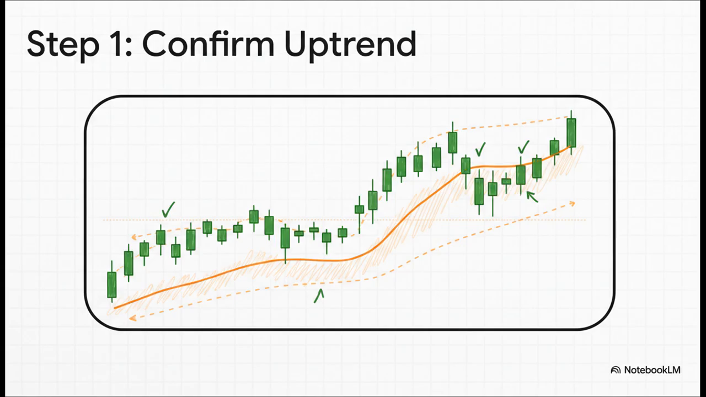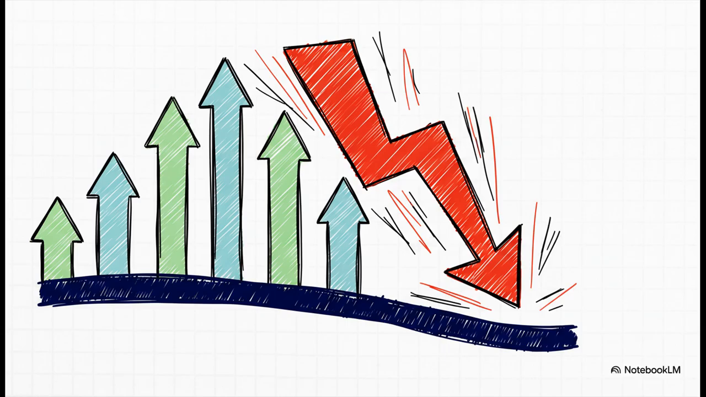So you've got to see clear evidence. I'm talking higher highs, higher lows. The price should be trading above that 9 EMA we added, and the EMA itself should be sloping upwards. A lot of times you'll even see the price kind of riding that upper Bollinger Band. If the chart is choppy or just going sideways, this is not the setup. You just move on.